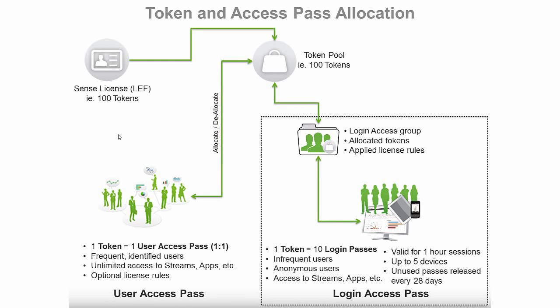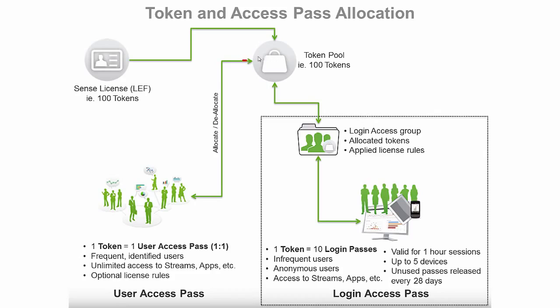So as I stated, the tokens are assigned within the license agreement. In this example, we have the software license represented by the symbol, which comes with 100 tokens. So when we registered or activated the license after the Sense installation, we now have 100 tokens that we can choose to allocate to these appropriate access types. That is what the token pool represents here.